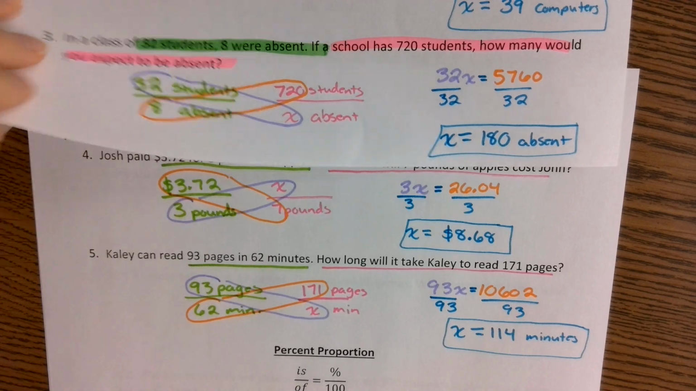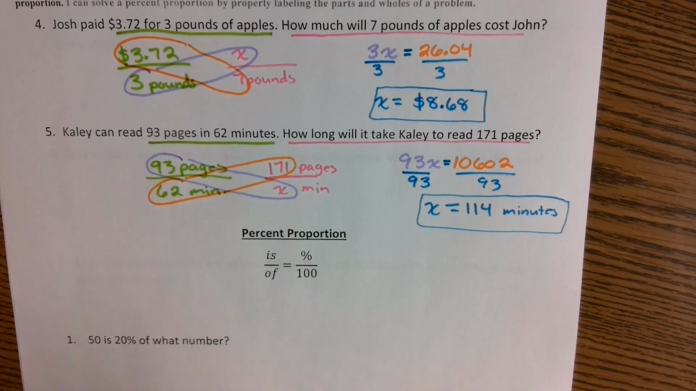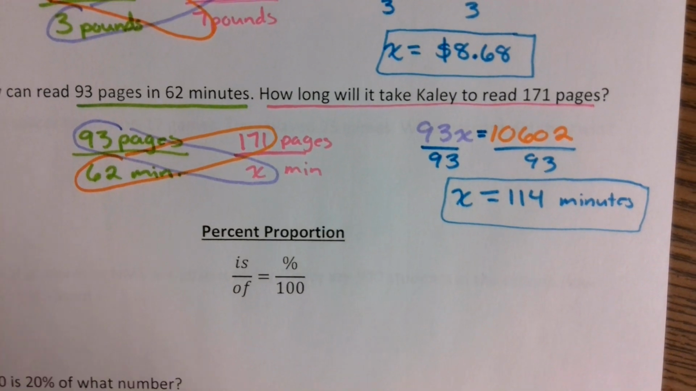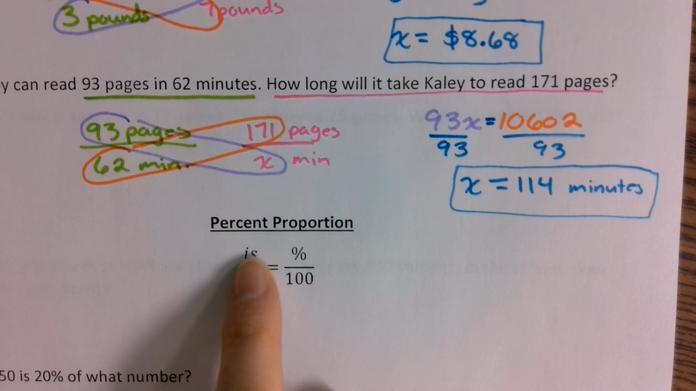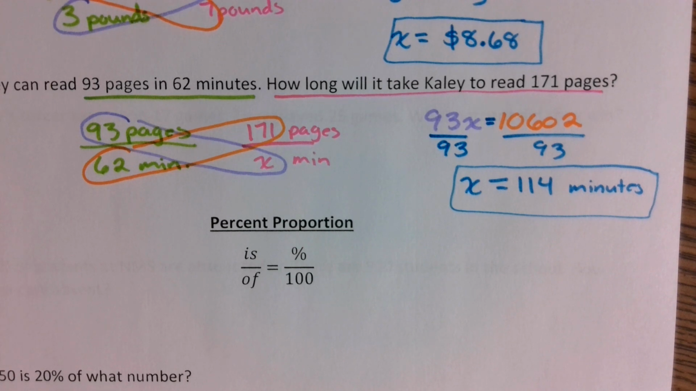We also have a very specific kind of proportion that we call the percent proportion. So that means that we have a percentage that's involved with the problem. So here's what our percent proportion looks like. It's called is over of equals percent over 100. Is over of equals a percent over 100.